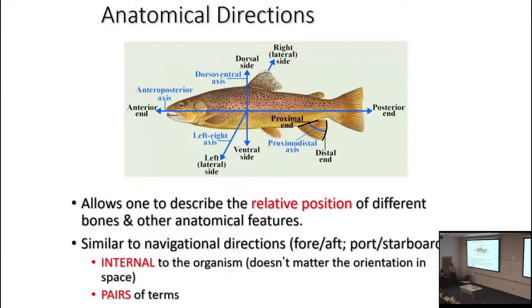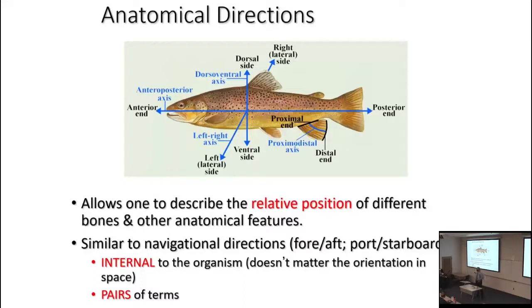Okay, now, brace yourselves. Now we're going to get to the real terminology part. In order to navigate around the skeleton, we need a sense of direction. And there are indeed what we call anatomical directions. Now they describe the relative position of different bones or other body parts to each other. Consequently, they're actually very similar to navigational directions.